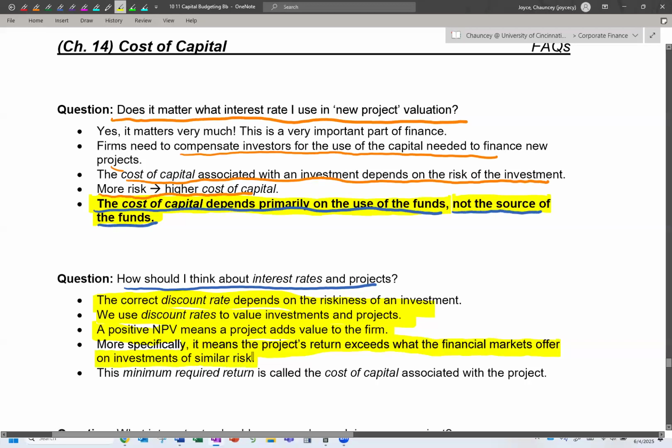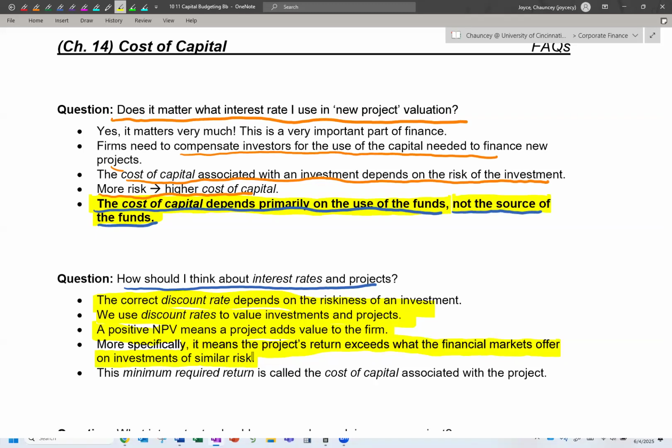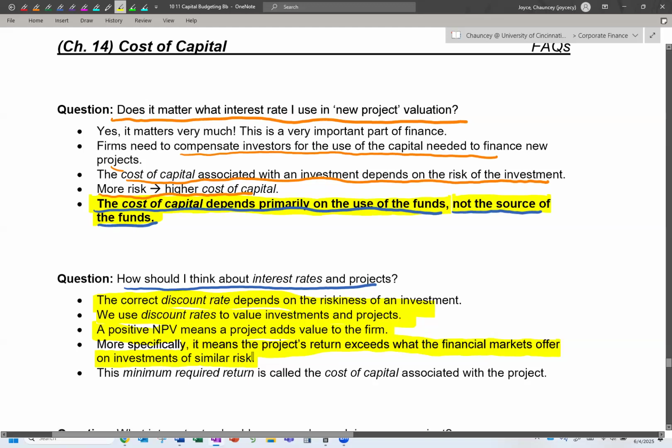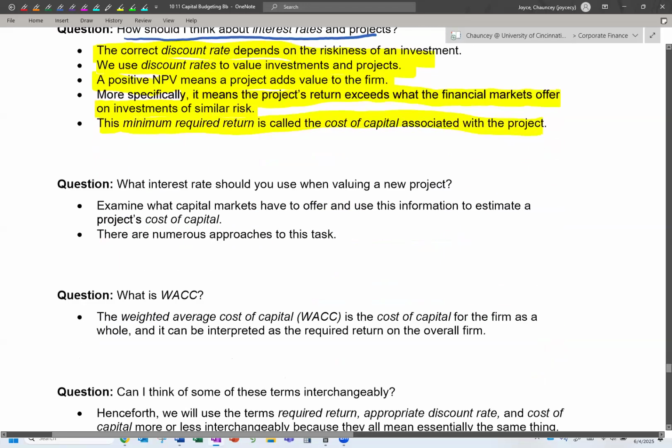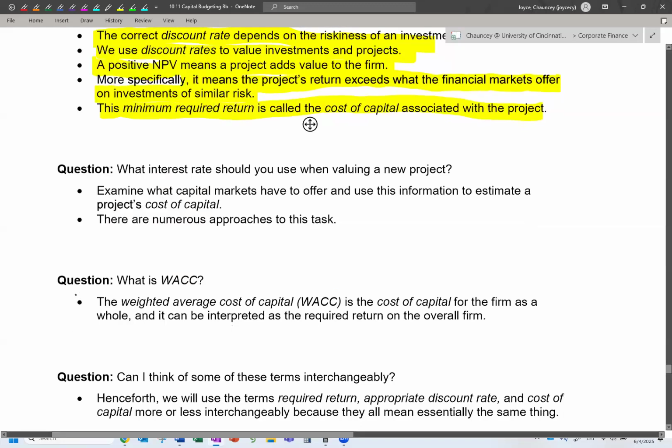It's really hard to come up with ideas with positive net present value because businesses, like we said, are so competitive. They're all rushing to find ideas that create more value than they cost to undertake. That is, they have positive net present value projects. The minimum required return is called the cost of capital with the project. What interest rates do I use when valuing a new project? Well, examine what capital markets have to offer. Use that information to estimate a project cost of capital. And there's a number of approaches you could use to take that.